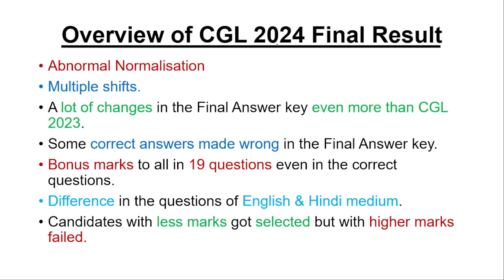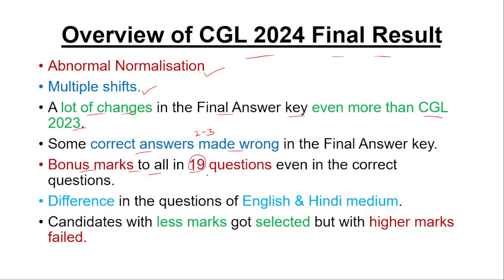Now, what are the problems in the CGL 2024 final result? It is the abnormal normalization. The reasons are simple. These are multiple shifts and a lot of changes in the final answer key, which is even more than the CGL 23. Some correct questions are made wrong in the final key, but this time it is less. It is like 2 to 3 questions. The main blunder has been done by SSC by giving bonus marks to all in the 19 questions.